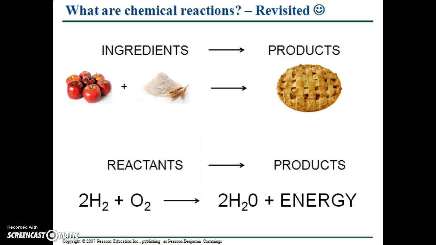So below you see this example of reactants and products, and here we have this hydrogen right here, as well as an oxygen molecule, and those are getting added together to form water and energy. So that's one of our examples from earlier in the semester.